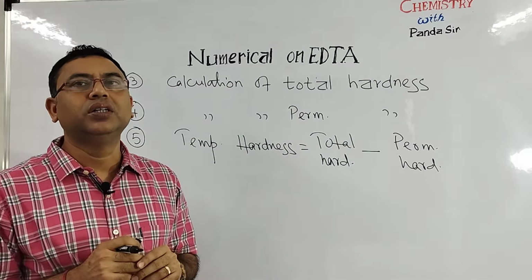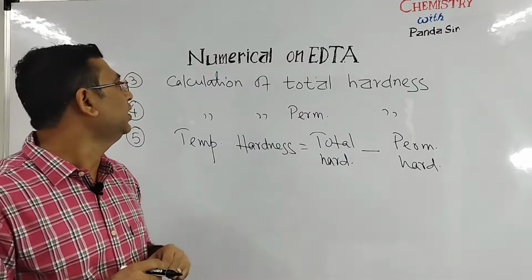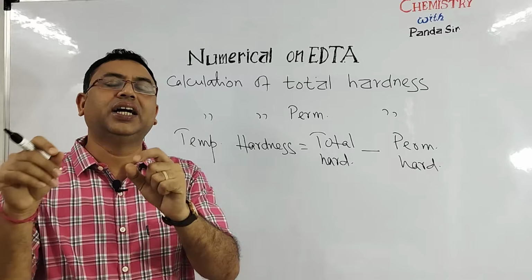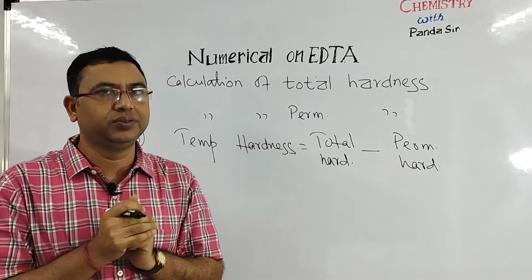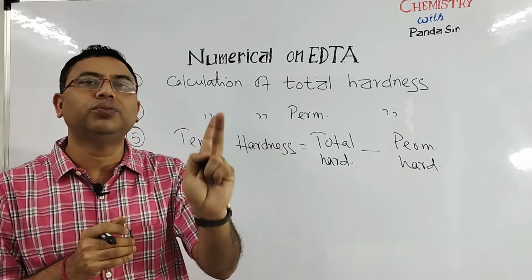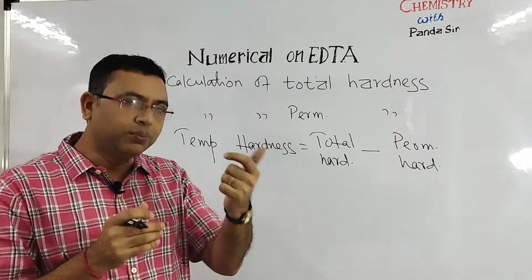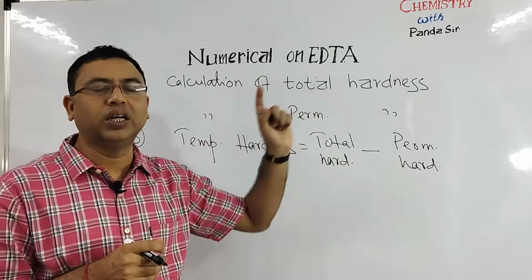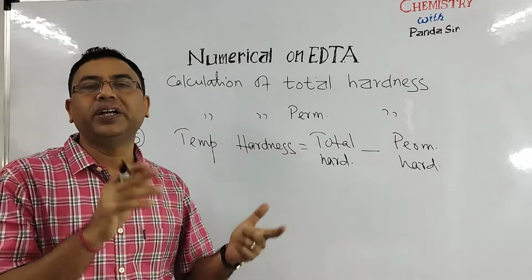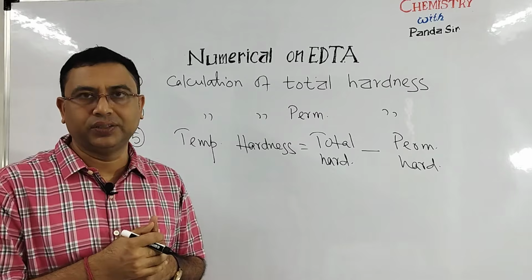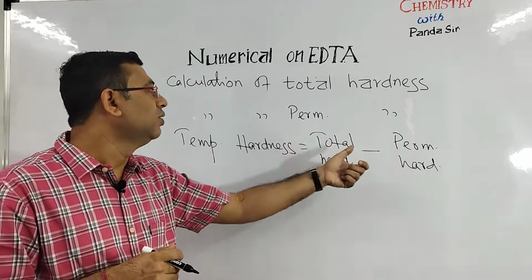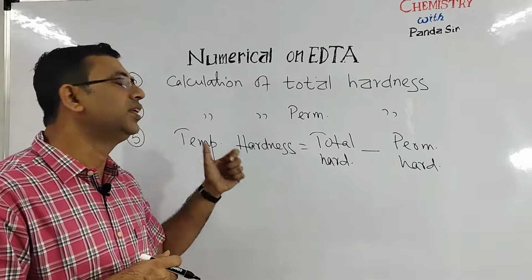The first one is knowing the strength of the standard hard water in milligram per ml. Number 2, standardization of EDTA. Number 3, calculation of total hardness. Number 4, calculation of the permanent hardness with the boiled water. And if I subtract the permanent hardness from the total hardness, you will get the temporary hardness.